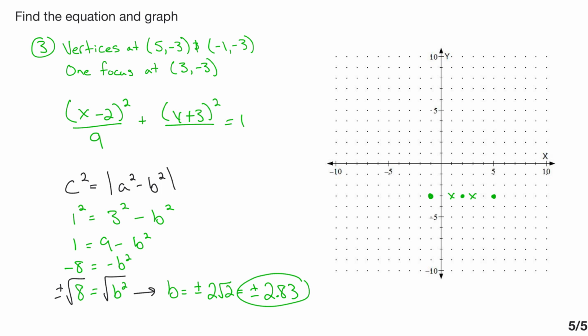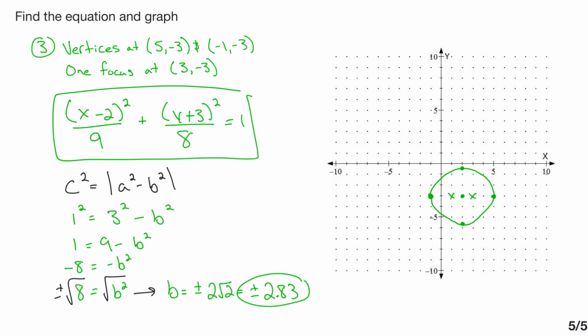It's going to be up 2.83, somewhere like around there, and then down 2.83, which is somewhere like around down there. Here is my ellipse. And now I'm ready to write my equation. I need to square this in order to figure out what goes here. But that's the same thing as squaring this, and I already know what this squared is, because I already had it here. b squared is equal to 8. So it's just an 8. There's my equation, and that's my graph to the right. And we are now done.